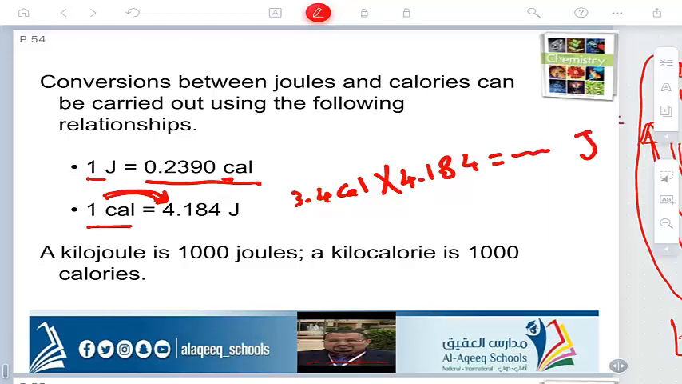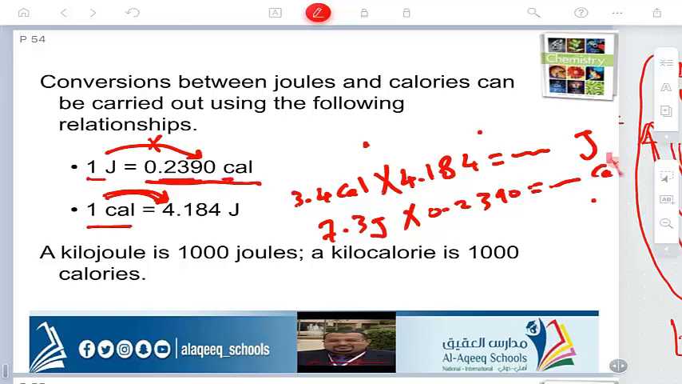If you want to do the opposite, convert joule to calorie, and you have, for example, 7.3 joules, just multiply this value by 0.2390, and you get the value in calories. You change the joule into calorie, so it's easy to change one unit to another. I think it's easy to change joule to kilojoule, or kilojoule to joule, because 1 kilojoule equals 1000 joules. Kilo is easy for you.